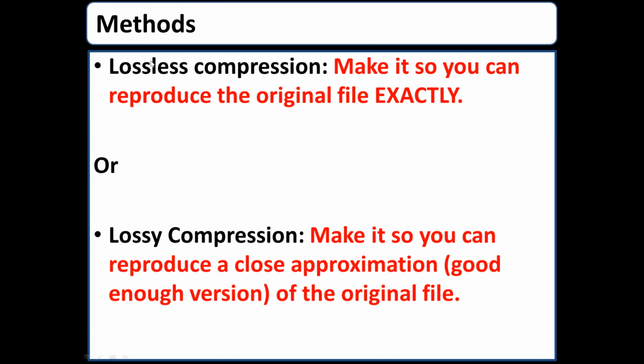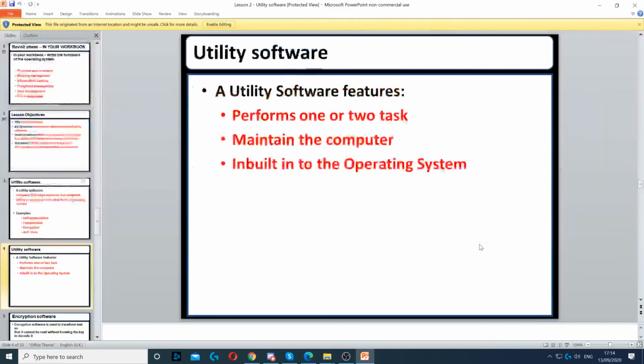So we've got two types. Lossless makes it so you can reproduce the original file exactly as it was before. It does not remove any data. Lossy compression makes it so that you can reproduce a close approximation. The data removed in lossy compression is permanent. You cannot get it back. Once you use it, it's all gone.